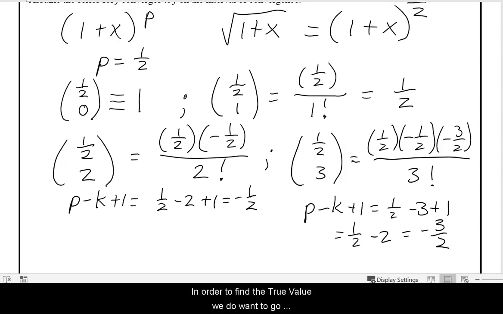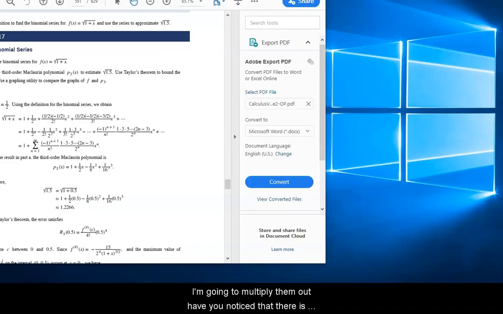In order to find the true value, we do want to go ahead and multiply these out. If I'm going to multiply them out, have you noticed that there is a pattern to this? When I get to the 1/2 and I go to the next one, notice that I have a 1/2 in the numerator here times another factor, negative 1/2. When I move to the next one, I have the previous factors in the numerator, but I also have another factor, negative 3/2. In the denominator, instead of 2 factorial, I have 3 factorial.